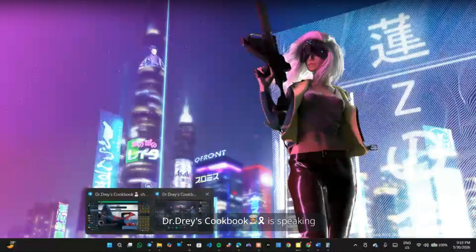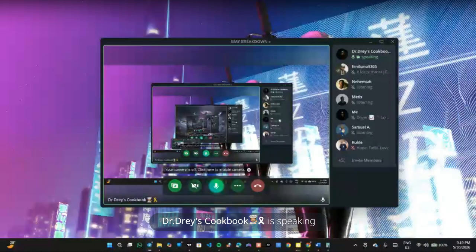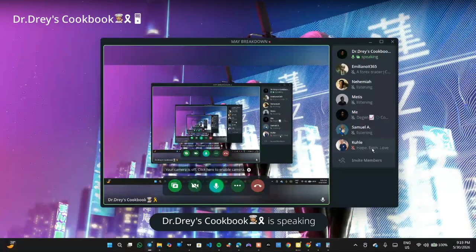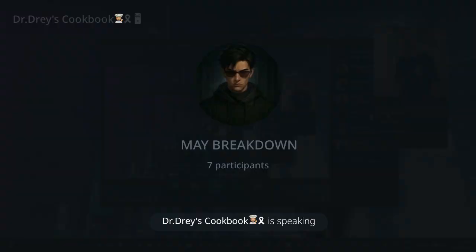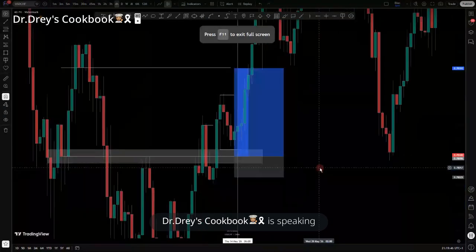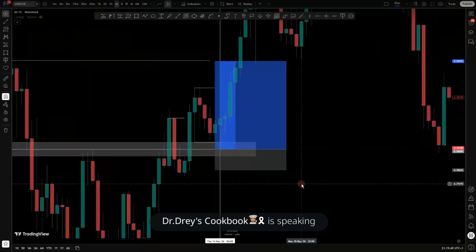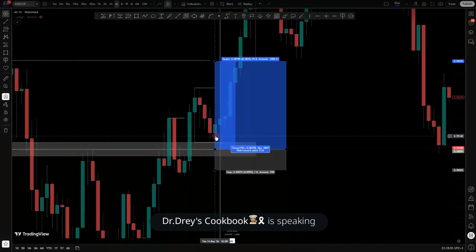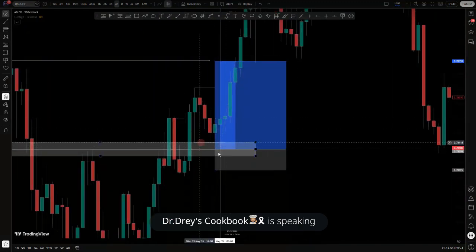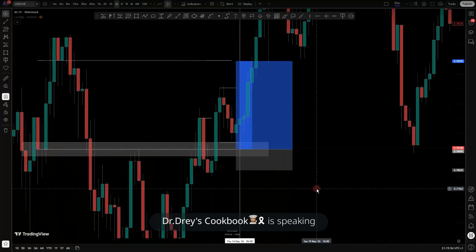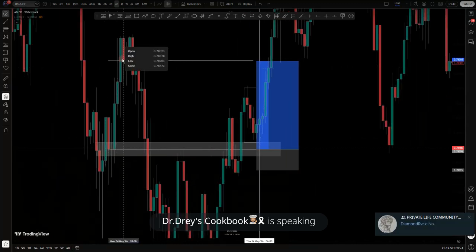I hope my screen has not stopped sharing. Okay, my screen is still on. Okay. So this is the setup after Asia. If you pay attention to everything, all my entry model is the same thing: range, imbalance, liquidity. Your problem is probably just patience. Wait for it to form.